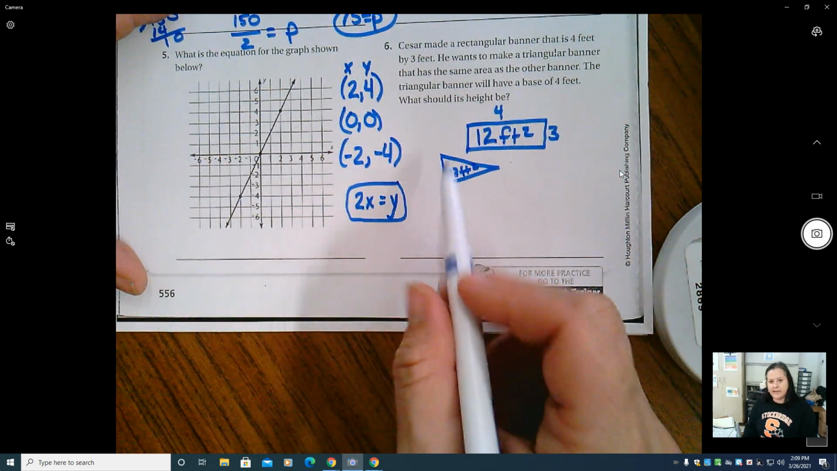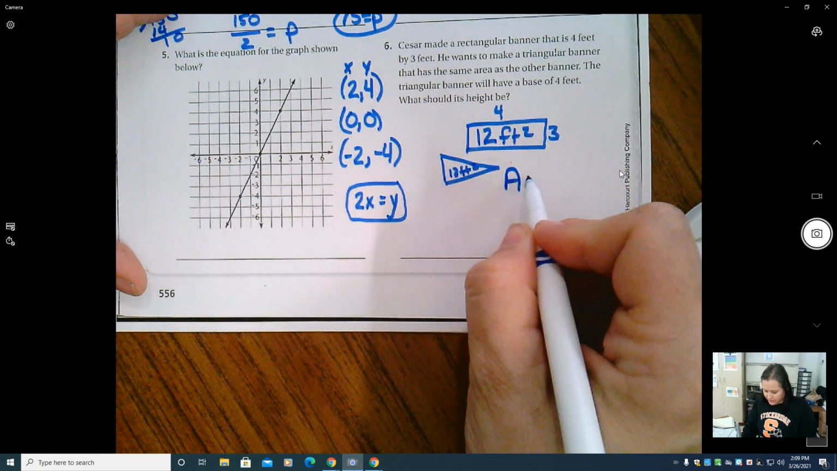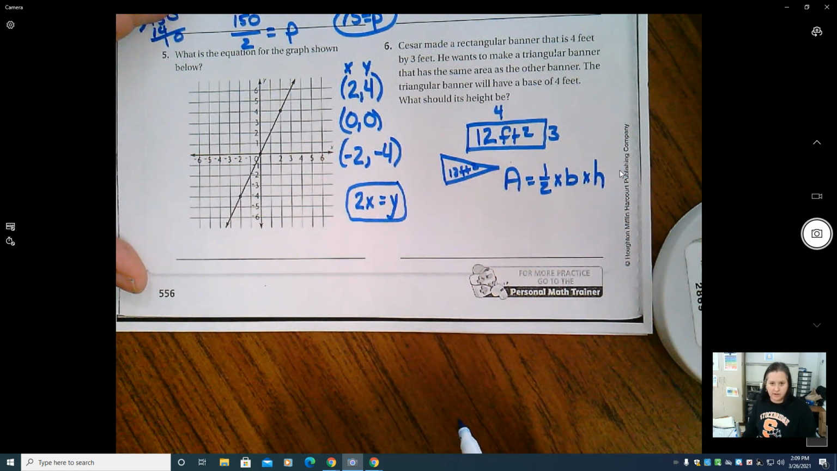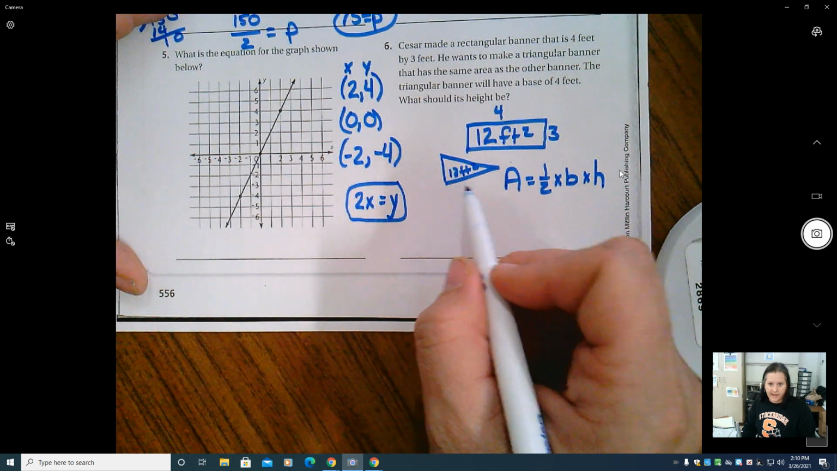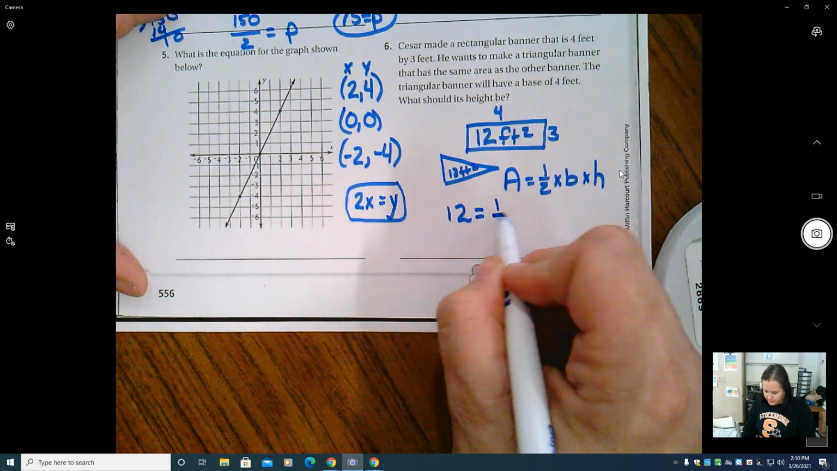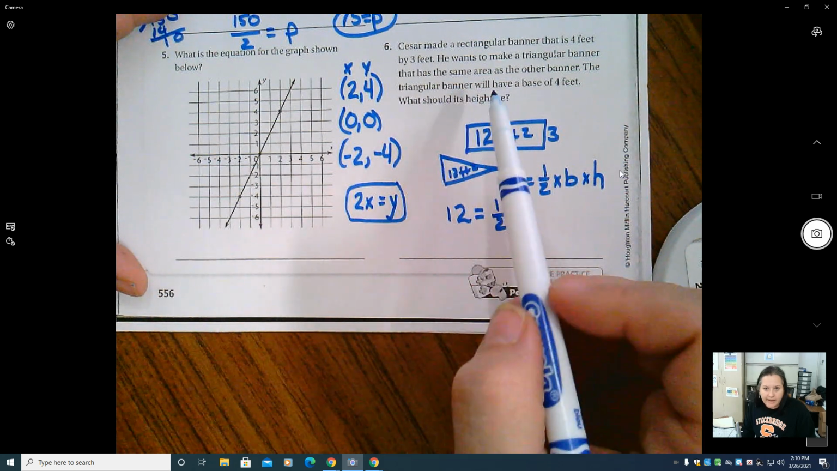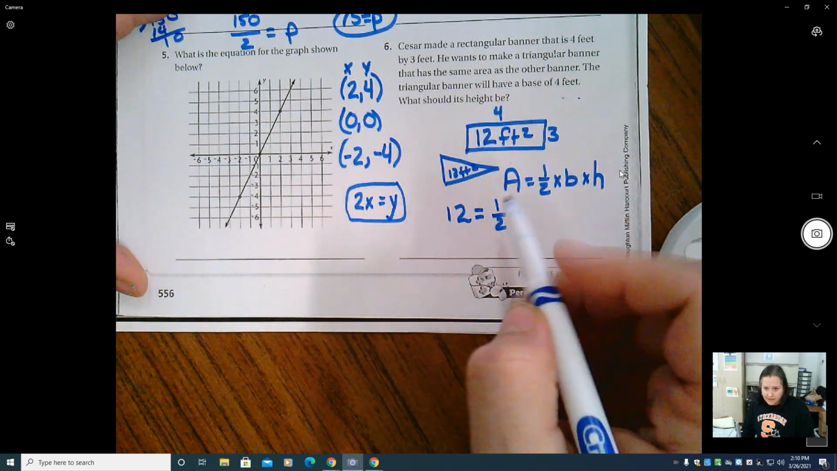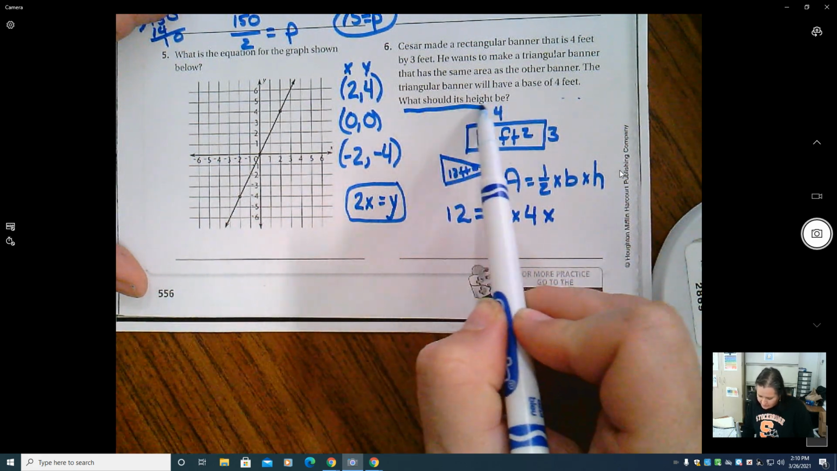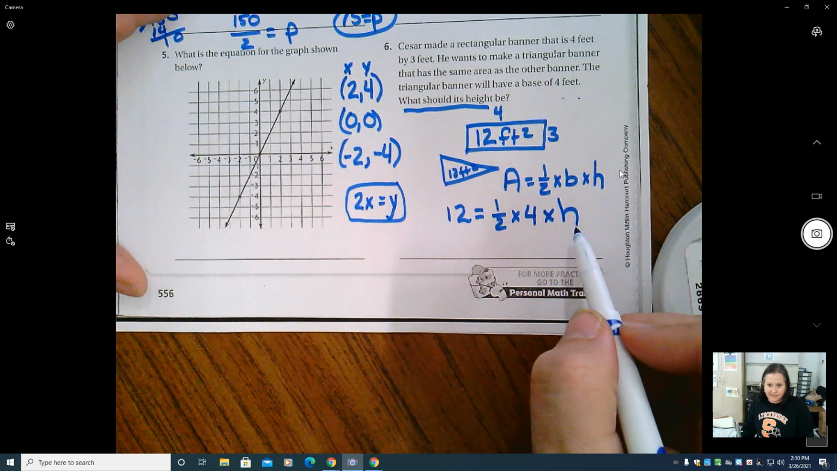So how do I find the area of a triangle? I remember that the area of a triangle equals 1/2 times the base times the height. So here we would have the area, 12, equals 1/2 times the base. What does the problem tell us about the base? Let's look back. It says it'll have a base of 4 feet. So times the base times the height. It is asking us what the height should be, so we don't actually know our height yet. So we're going to multiply by h. That is the variable we need to solve for.